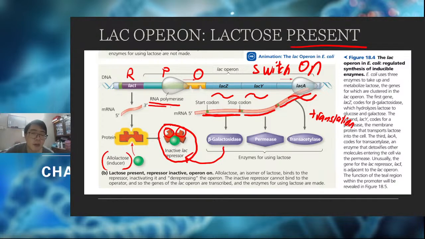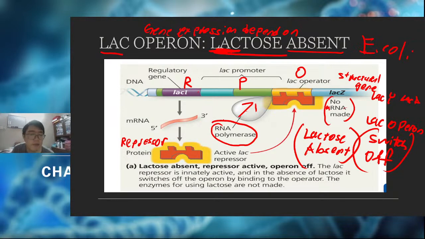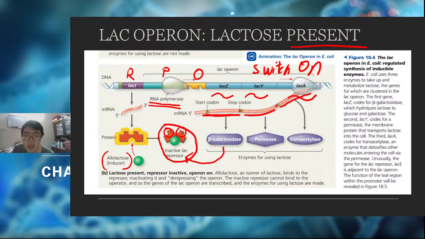Tak boleh bind, RNA polymerase boleh bind to the promoter lah. RNA polymerase can bind toward the promoter, and then the transcription starts. mRNA produced, and then the mRNA will be translated to the enzyme, and this enzyme will be used to hydrolyze the lactose. So this is the overall mechanism of the operon lah. Okay, so hopefully this topic is actually a very easy topic lah, tak susah. It is just gene regulation only.